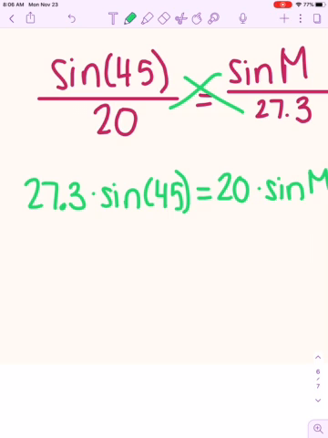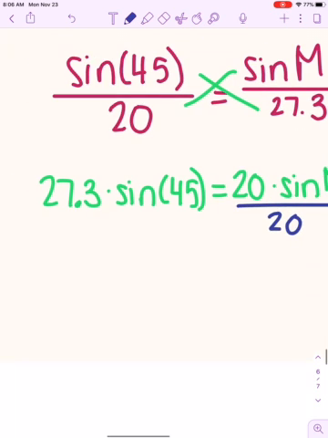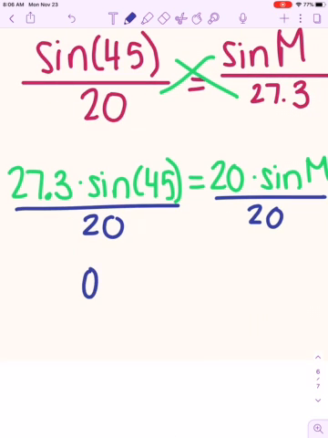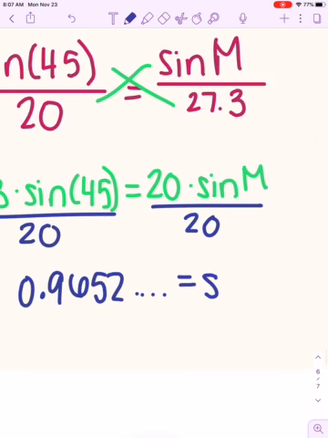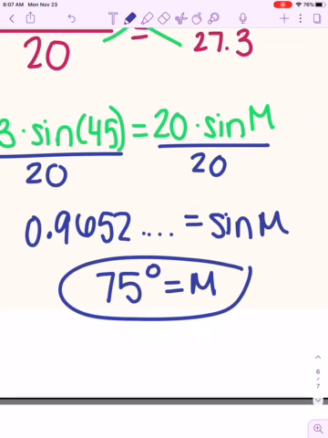So if I do 27.3 times the sine of 45, I get 19.3 something. Then I have to divide it by 20. Which is going to give me a decimal. So right now I have 0.9652, and so on. But that's because that's the sine of my angle. So again, if I know the sine of my angle, I find my angle by hitting second sine, second answer. And then I'm going to get 75 degrees for angle M.